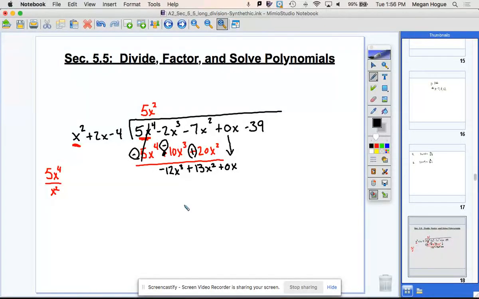Minus 12x cubed plus 13x squared. And then again, I know that 0 seems weird, but it's going to keep our like terms lined up. So it's kind of that sticking spot. Where do I go from there? Negative 12x cubed divided by x squared. Yep, so the first term down here, first term out here.